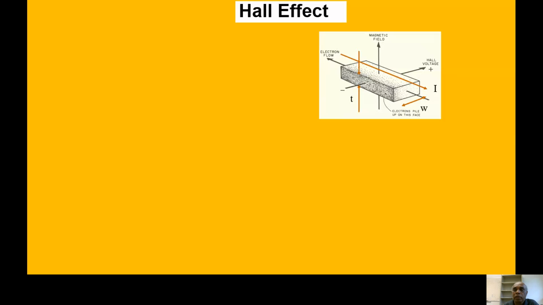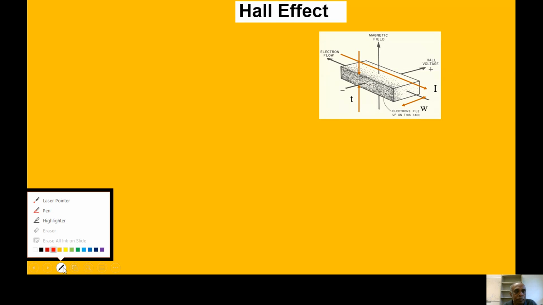So the classical Hall effect is like it is shown here. We have this material where we have conventional current I flowing from left to right. So that means you have electrons flowing in the opposite direction. We know the conventional current is basically the flow of positive charges, right? This means your electrons are flowing in the opposite direction.